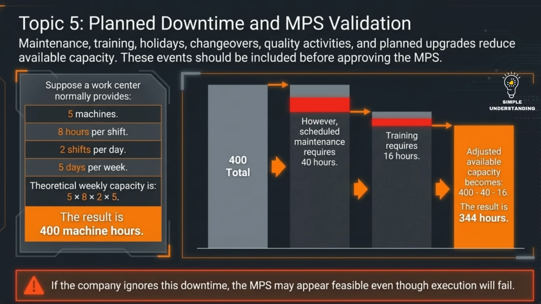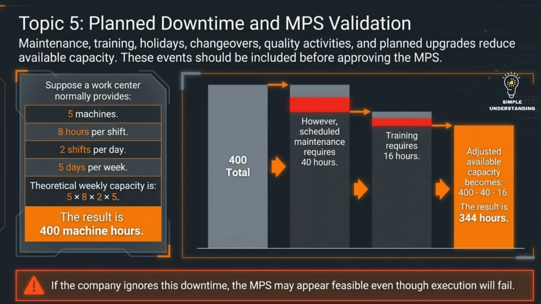These events should be included before approving the MPS. Suppose a work center normally provides 5 machines, 8 hours per shift, 2 shifts per day, 5 days per week. Theoretical weekly capacity is 5 multiplied by 8 multiplied by 2 multiplied by 5. The result is 400 machine hours.